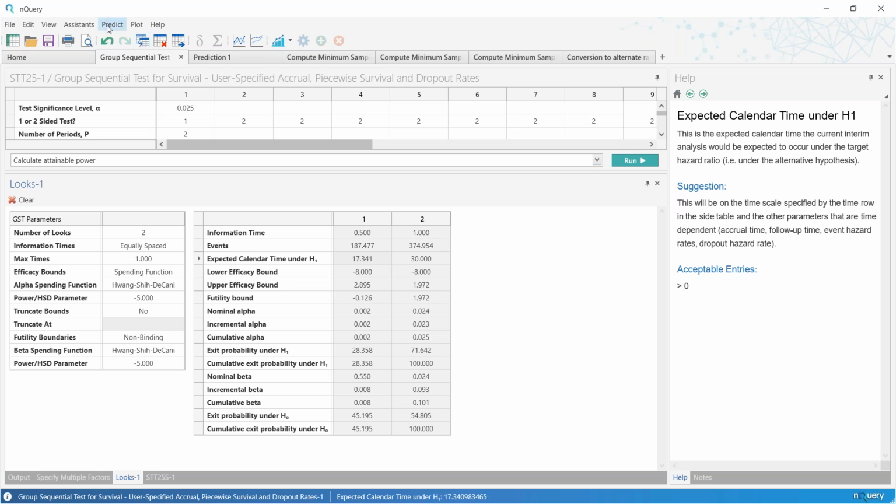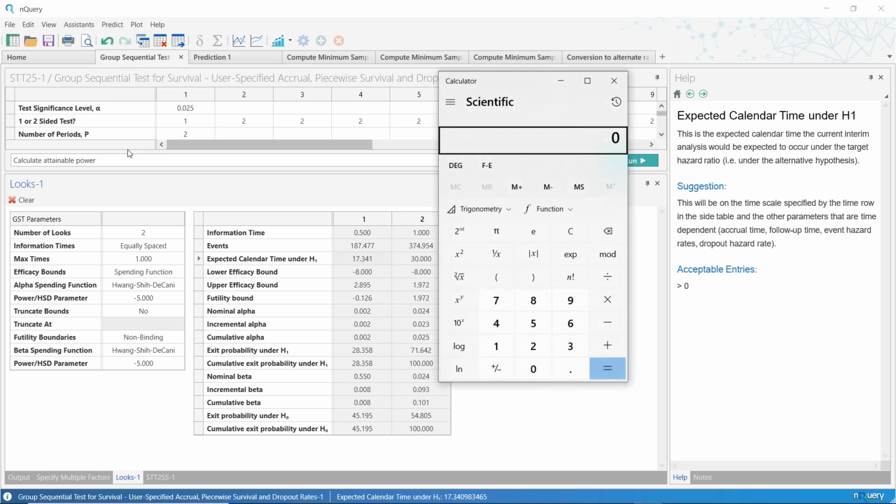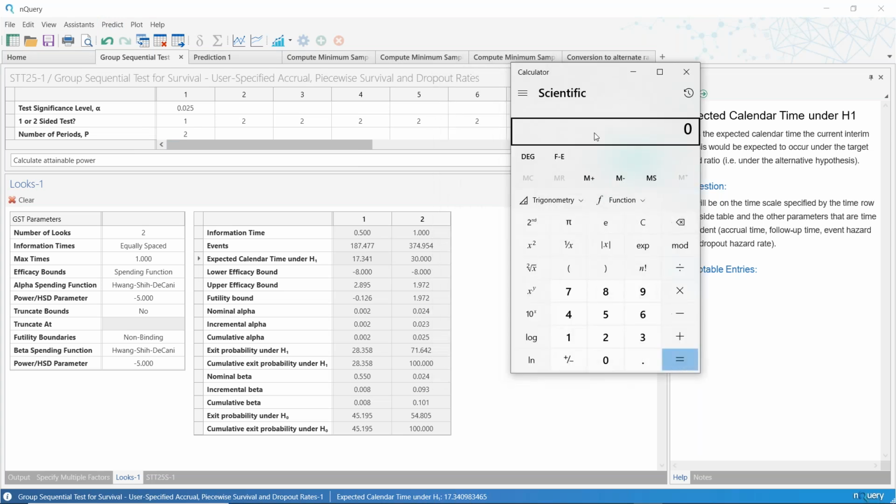And basically you could make a fairly quick calculation of how that would correspond to the sample size expected at that time as well. So if we take 17.341 and we divide that by 24, which is the total expected accrual length, then we see that that's around 72% of the total accrual period. So assuming uniform accrual, if we multiply our total sample size 460, so 230 multiplied by 2, then we would expect that at this interim analysis around 332 people would have been recruited at this time.